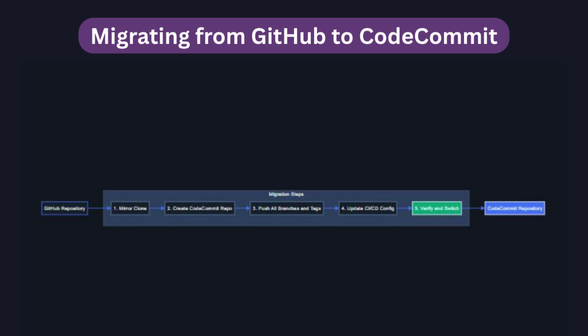AWS CodeCommit is a fully managed Git service that enables secure, scalable, and integrated source control within AWS, supporting modern development workflows and CI/CD pipelines.